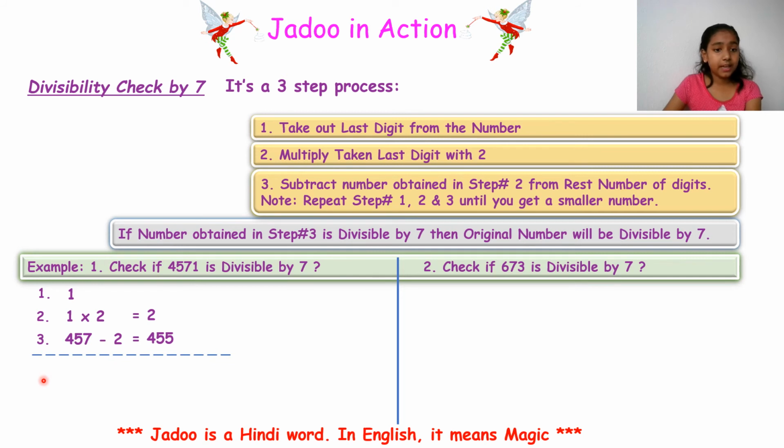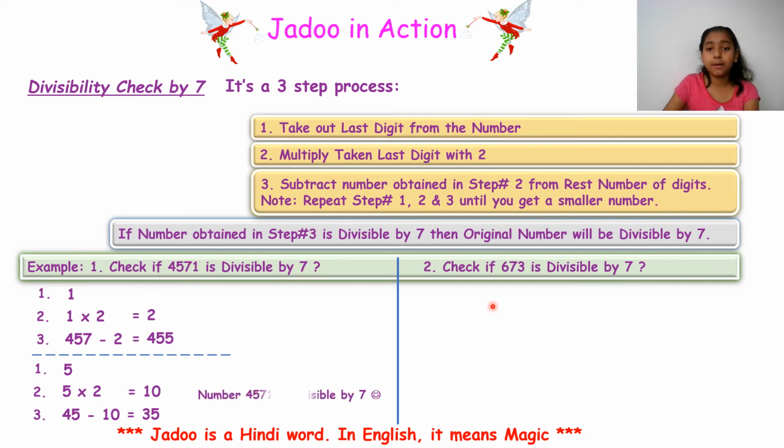First again, the last digit, so we'll take 5. Second, 5 times 2, which is equal to 10. Then we need to subtract from the rest of the number, so 45. Third, 45 minus 10, which is equal to 35. And this is a smaller number. And 35 is divisible by 7, right? Yes, it is. So this number is divisible by 7.